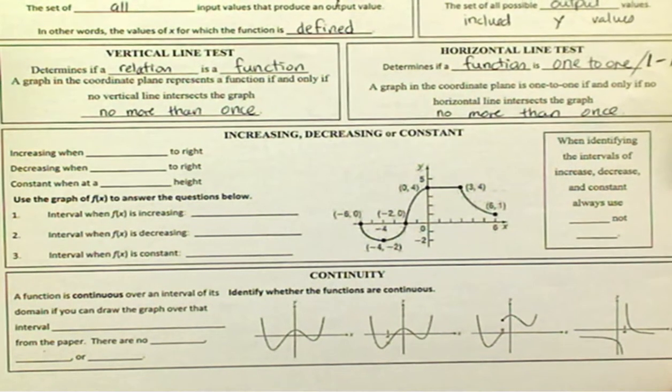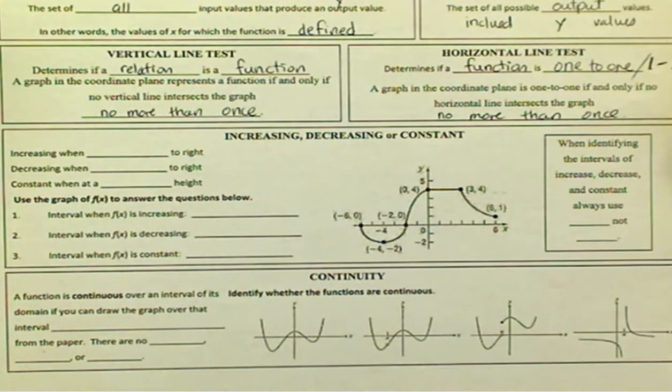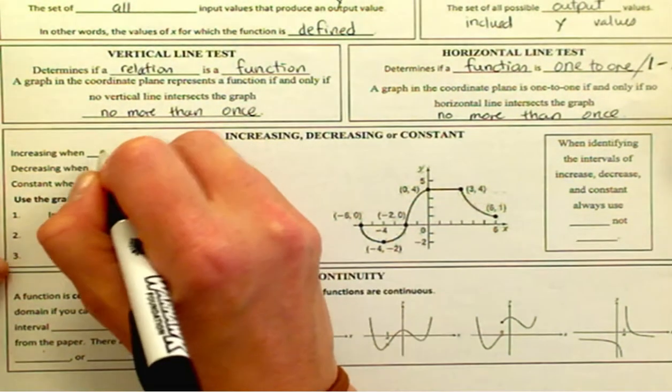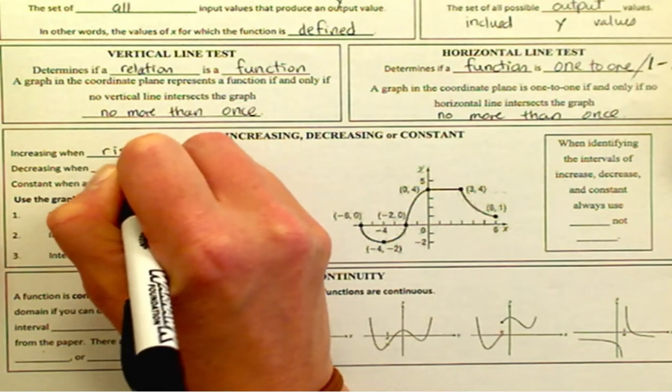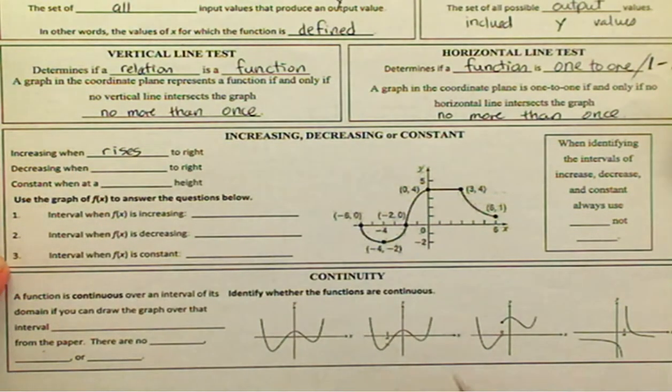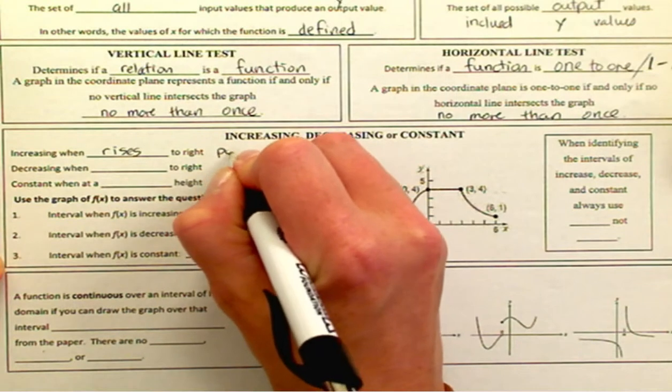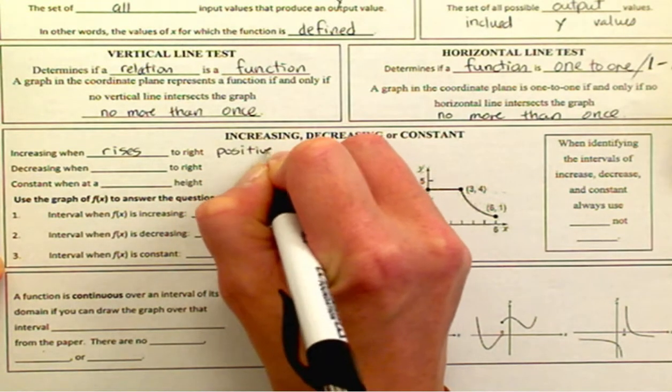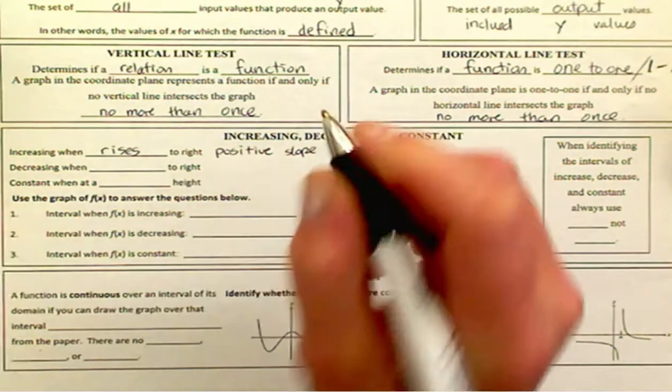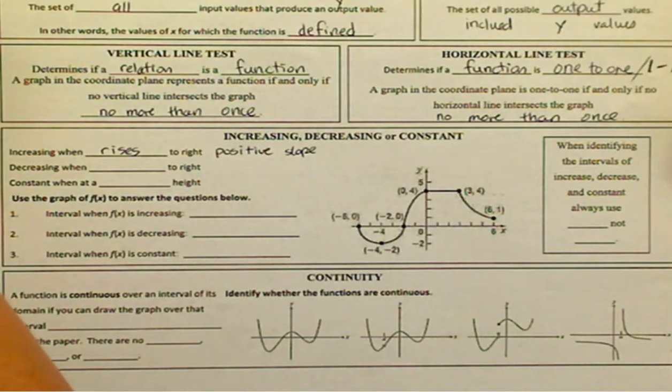Increase, decrease, or constant. Here's where we're going to start color coding a little bit. Increasing when the graph rises to the right. And I'm going to say that this is a positive slope. Okay. And this is where we're going to highlight or write in pencil or pen or colored pencils. They're up front if you need to borrow.